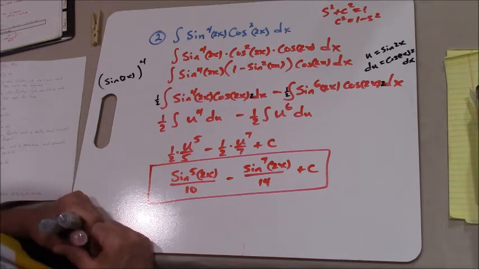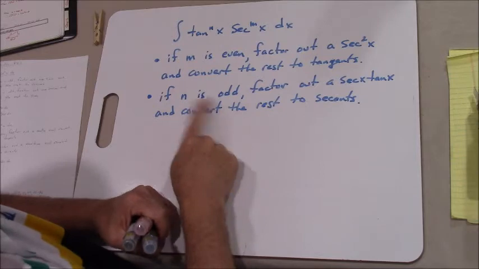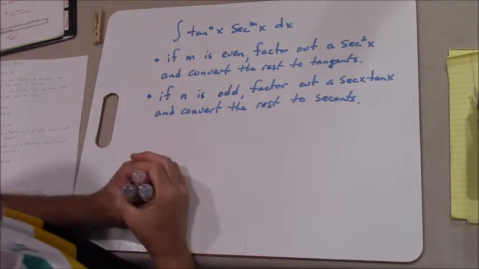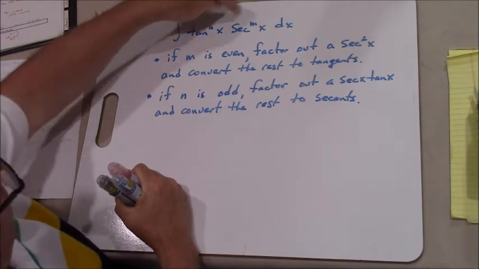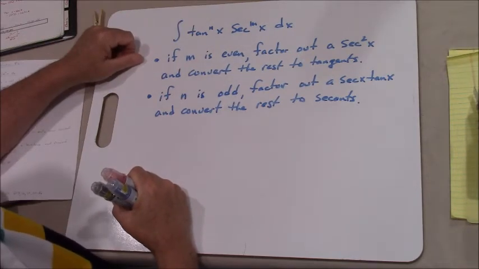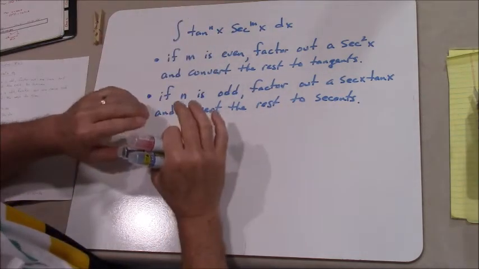Alright, so that's not too bad. Yeah, so you might want to take a second to write these two rules down. Alright, so here's our next rule. What if we have an integral with tangents and secants? And those are the only two things we're looking at. What if we've got sines and cosines? What if we've got tangents and secants?